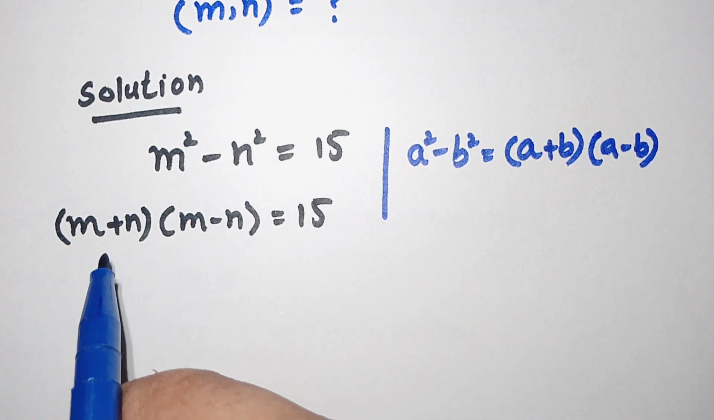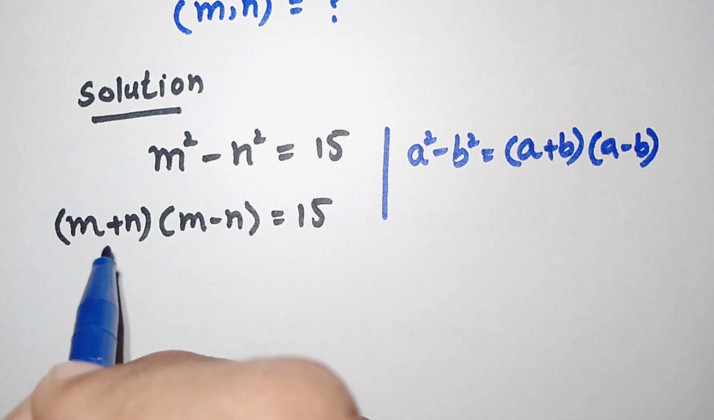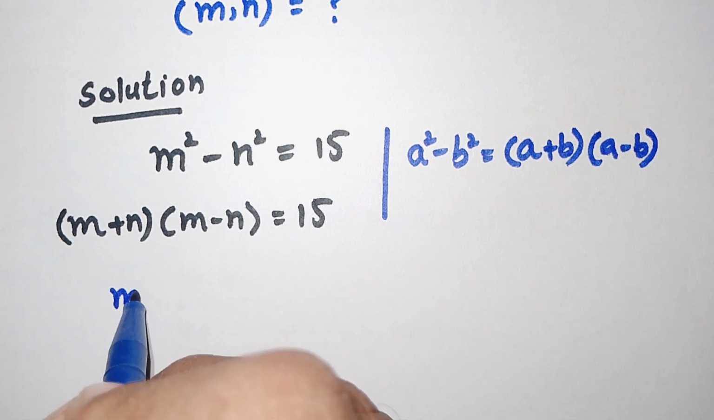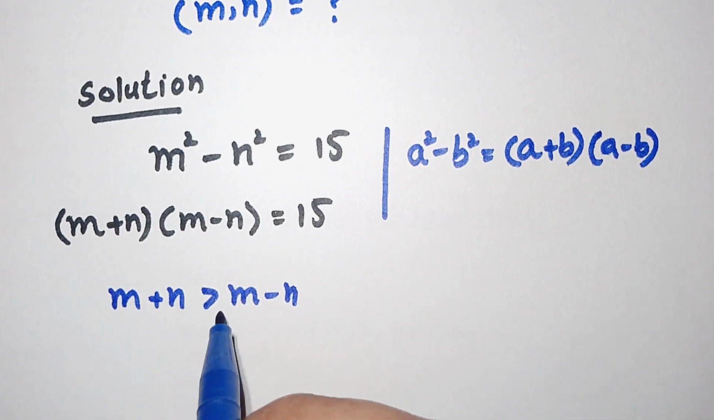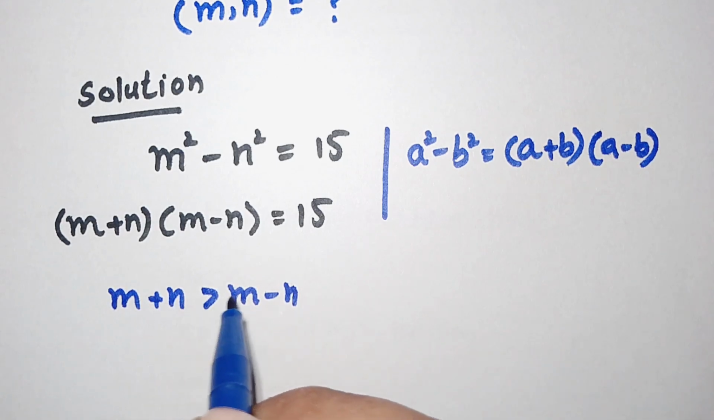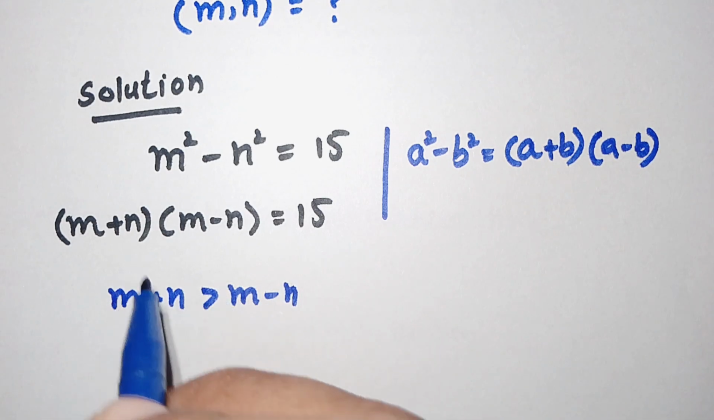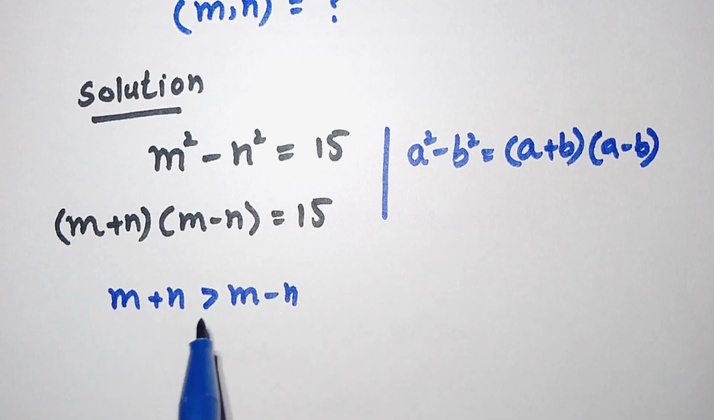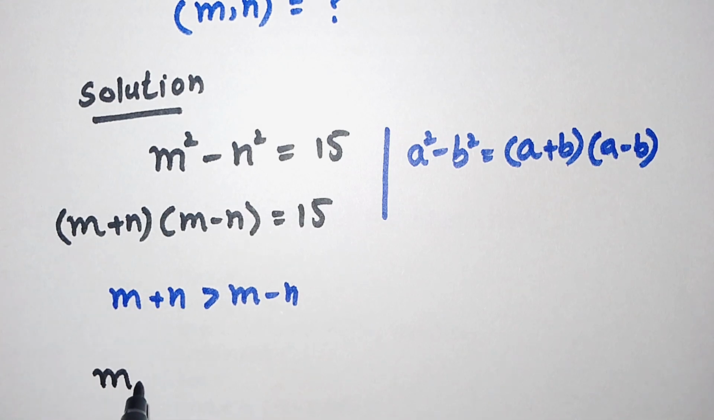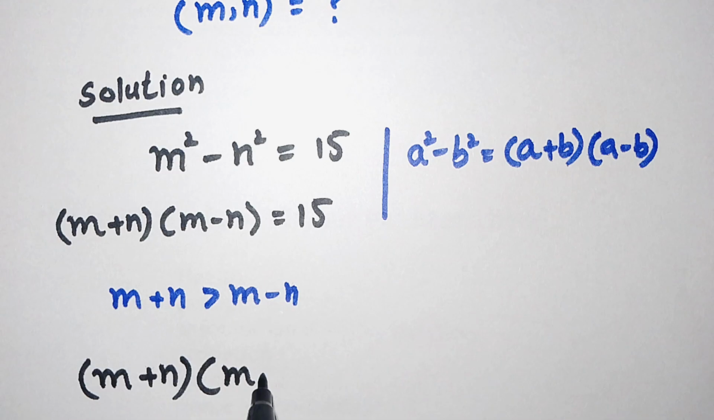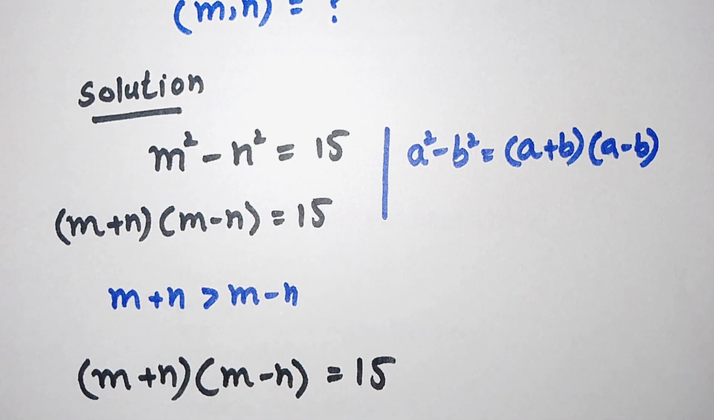Now to solve this, look at here. From this, m plus n is always greater than m minus n. So keep this condition in your mind. We have to write this again, that is m plus n times m minus n, which is equal to 15 at this side.